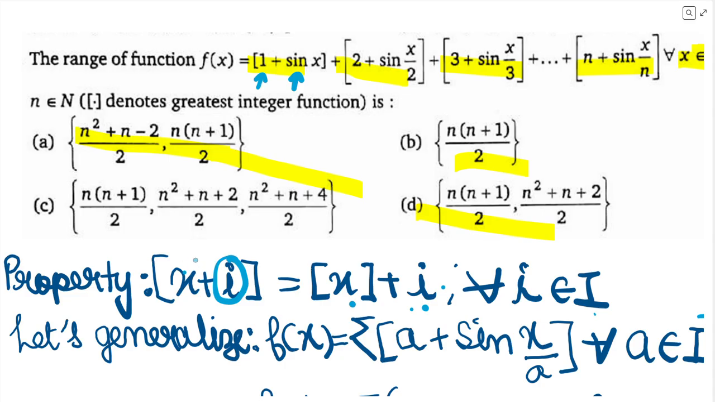Even if it would have been x square here, so we would have written x squared inside this greatest integer function. It doesn't matter. We just need to separate out the constant integer terms outside the greatest integer. We can do that. We are allowed to do that, right?